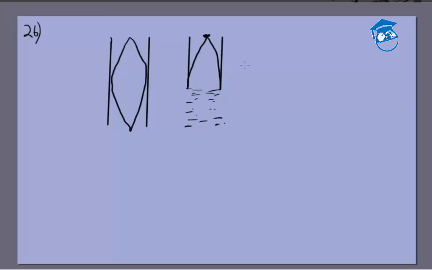So from this you can see they both have the same value of the wavelength, so they will have the same value of frequency, which means the fundamental frequency of this pipe is also F, which means the answer is option 4. They have the same speed and they have the same wavelength.